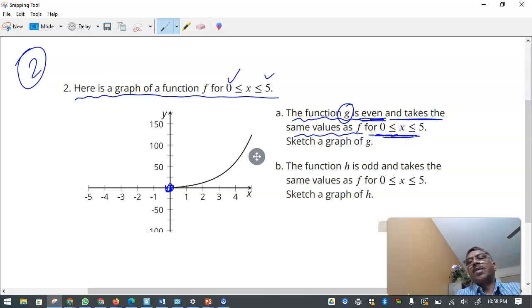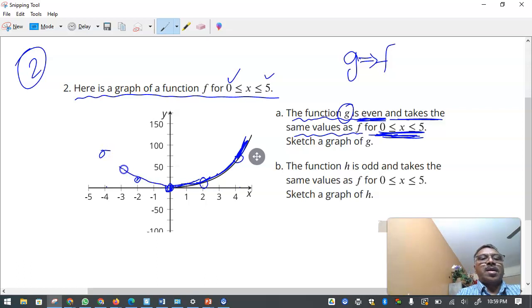So how do we do this? The new function g, the graph of g is the same as f for 0 to 5. So I need to graph g so that it overlaps and coincides on this side, and it has to be even. If it has to be even, then whatever this point is, I'll have to take exactly the mirror point somewhere here. If this is the point, then that will be -4 and somewhere here, and like this.